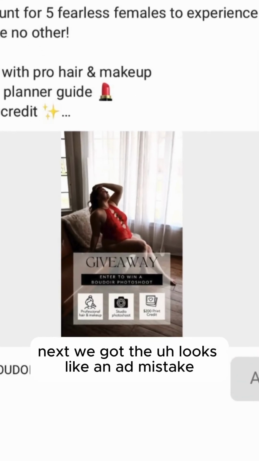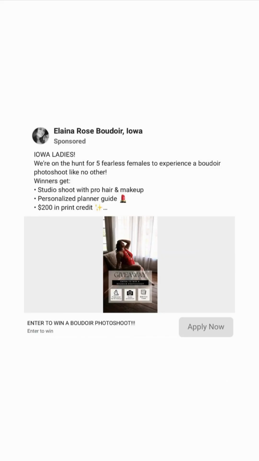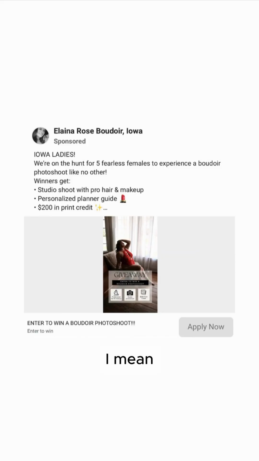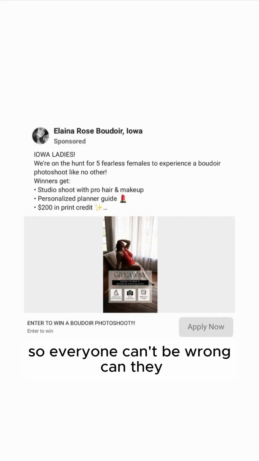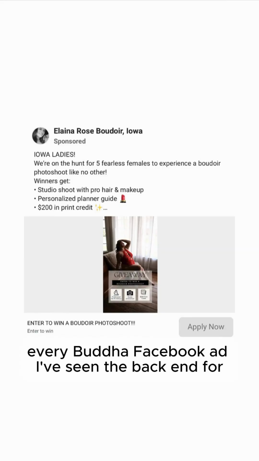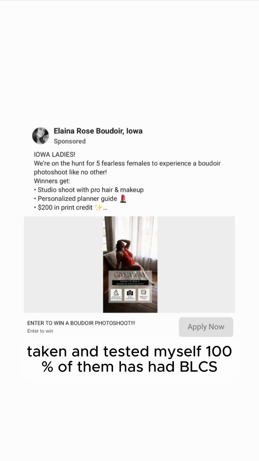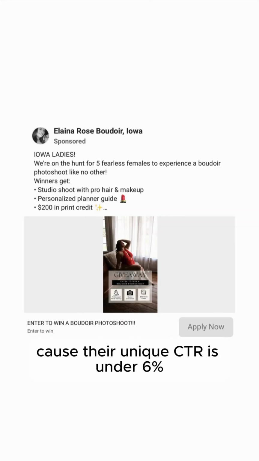Next, we got the looks like an ad mistake. So we got our photo or ad creative looks like an ad. The false belief that caused us to make this mistake is, we see all the other Boudoir Facebook ads around us. They all look like ads. So everyone can't be wrong, can they? Well, every Boudoir Facebook ad I've seen the back end for or tested myself, 100% of them has had BLCS, Boudoir low click syndrome, because their unique CTR is under 6%.